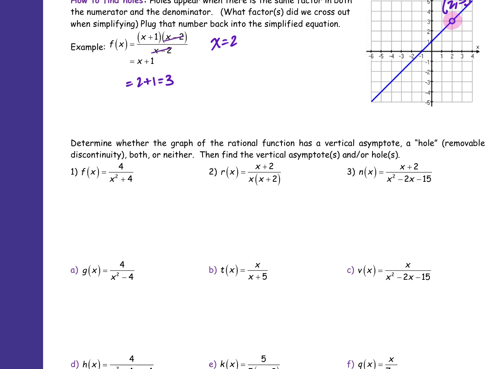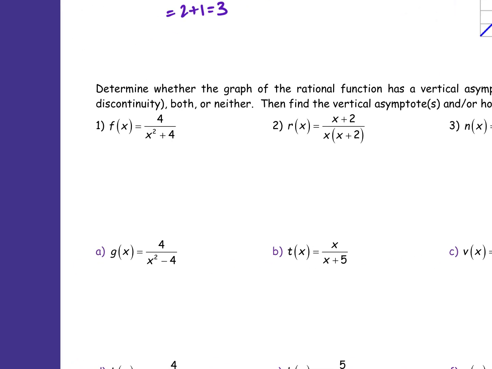So how do I know if it has a hole? Simplify the equation, right? I always start with simplifying my equation. If I can simplify my equation and cancel something out, it has a hole right there. If I can't simplify the equation and nothing crosses out, no holes. And of course, if there's something in the denominator, then I'm going to have a zero, an asymptote there. Okay, that's all. It's that easy.